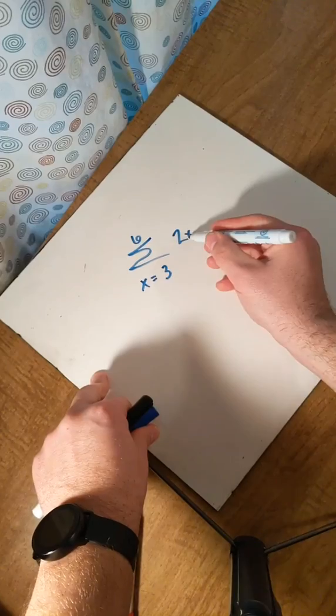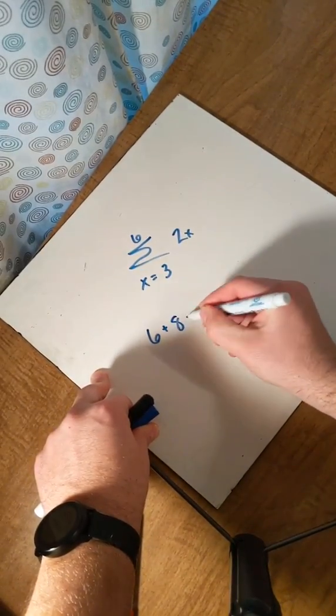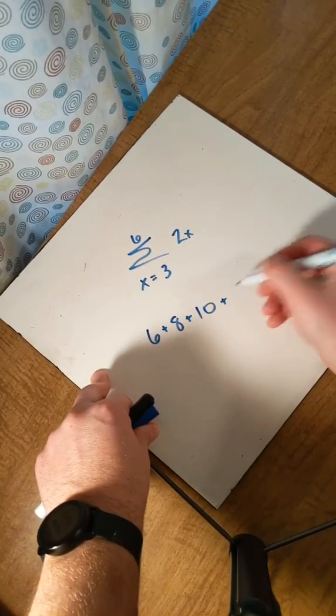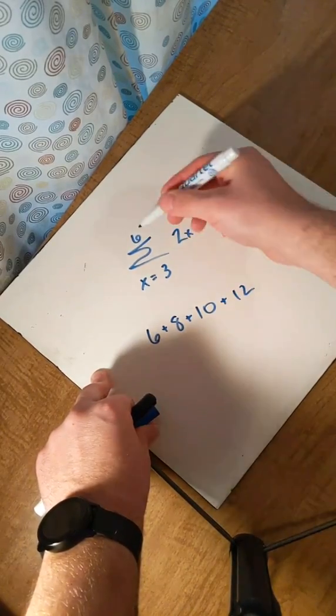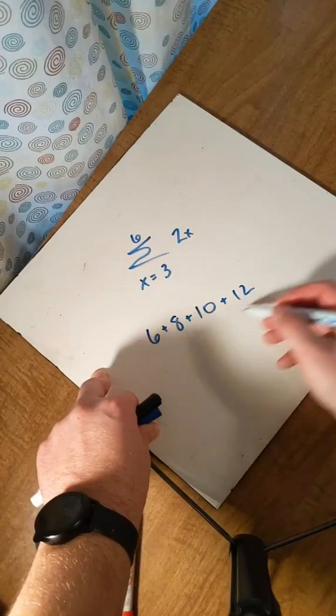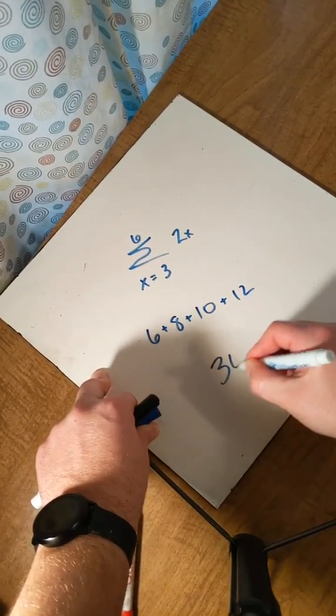So, 3 times 2 is 6, plus 4 times 2 is 8, plus 5 times 2 is 10, plus 6 times 2 is 12. We stop because we got to 6. All we need to do is just add these totals together. I'm just trying to do this by hand here. That's 20, 30, so the answer would be 36.